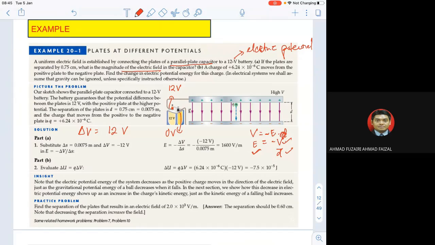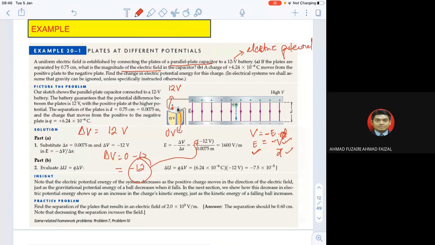So where is your destination? It started with the positive and it goes to the negative plate. So 0 minus 12, now it becomes negative 12. So delta V is 0 minus 12, which becomes negative 12. We put the negative 12 over here, and the negative meets another negative, so we cancel out the negative.